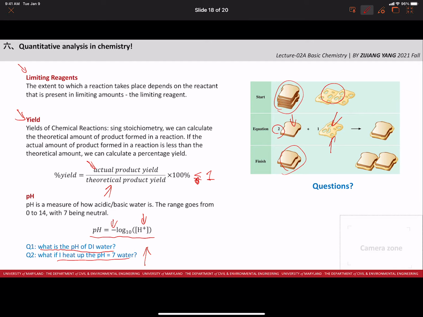Because if we heat up the water, the water will dissociate more H+. So the concentration of H+ will increase, and then the pH will change. Even though the water is still neutral, the pH will change. So pH equal to 7 referring to neutral only applies to room temperature.